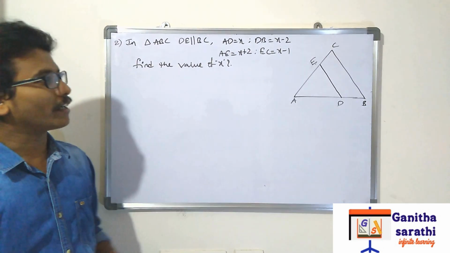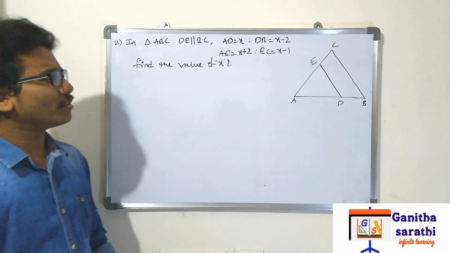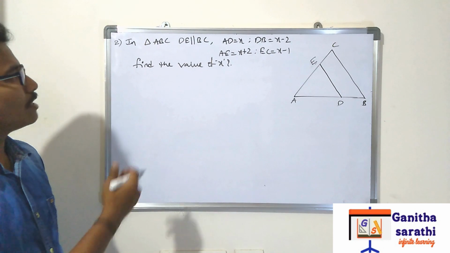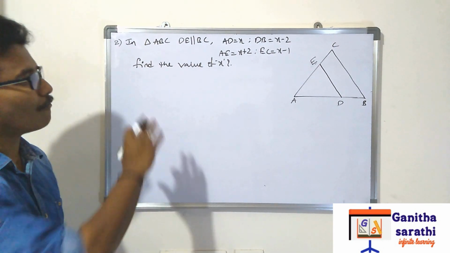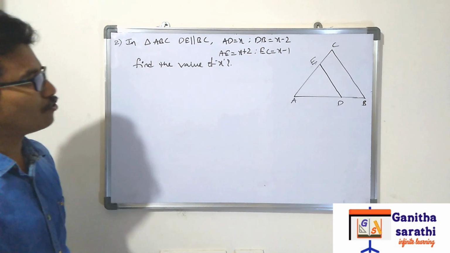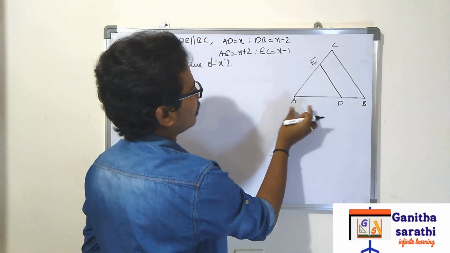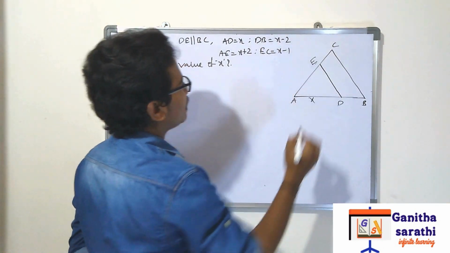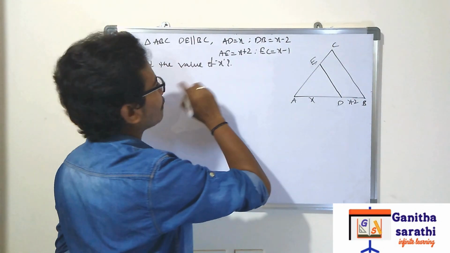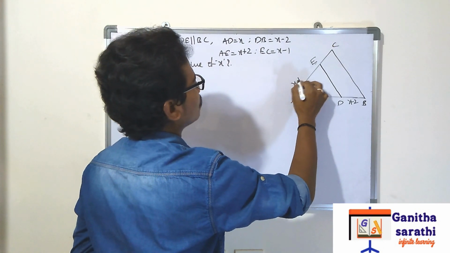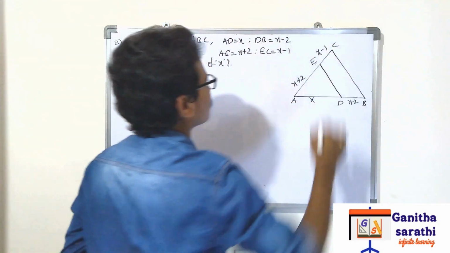Next, let us move on to the next problem. Now let us see the second problem. The same process, just the second model. So see, in triangle ABC, DE is parallel to BC and some values are given. First substitute the values in the figure. AD is x and DB is x minus 2, and AE is x plus 2 and EC is x minus 1.